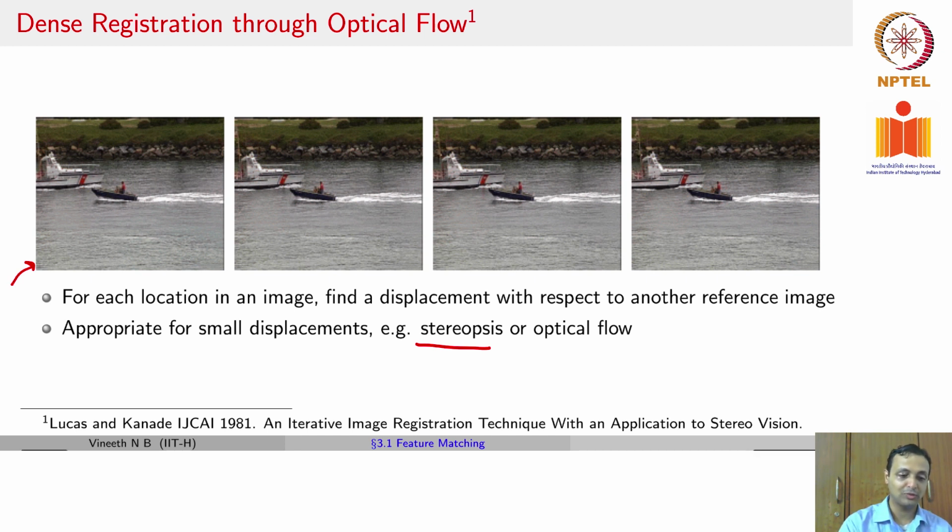Here is a visual example of a scene where a boat is going across water. You can see that the scene is more or less the same, but there are a few changes in the positions of the boats. Our goal here is, for each location in the image, say a key point, to find a displacement with respect to another reference image. Once you have a displacement, you can simply place one image on top of the other and align them. This kind of dense registration is generally useful for small displacements such as stereopsis or optical flow.